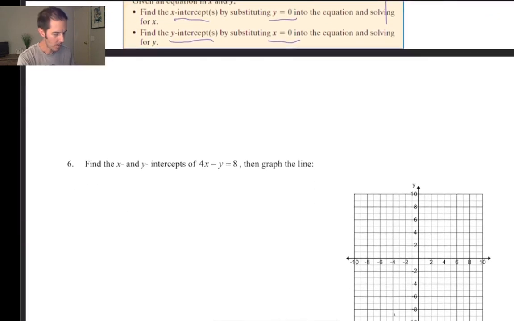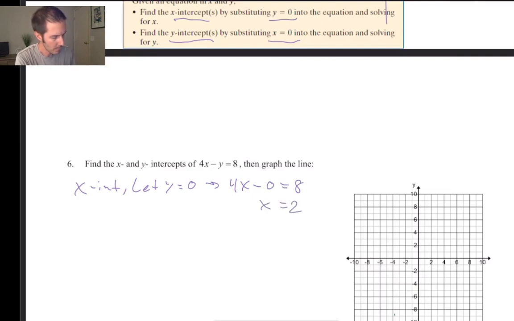So, in this problem, let's find the x and y intercepts. For the x-intercept, we're going to let y equal 0. Let's plug in that y value of 0. 4x minus 0 equals 8. Divide both sides by 4, and we get an x value of 2.